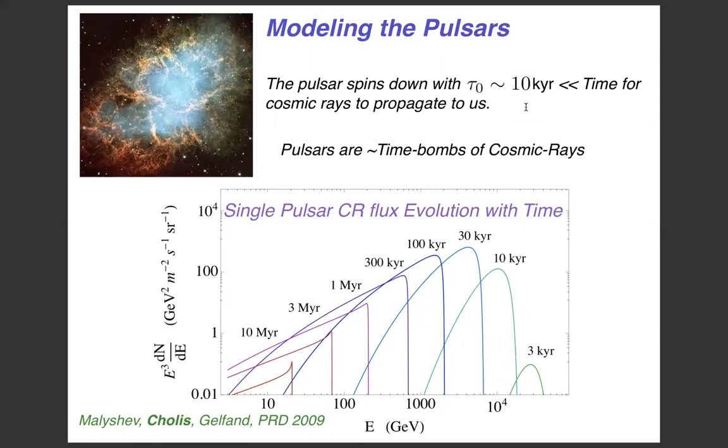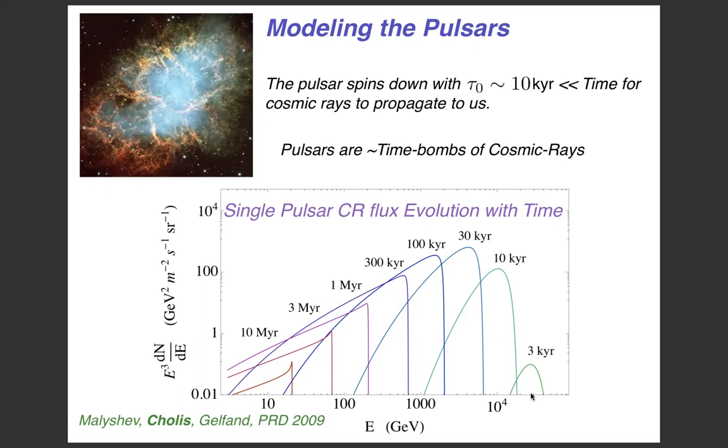So what would be the effect of that in terms of an observer? This is energy on the x-axis, and on the y-axis is basically the flux of these cosmic ray particles multiplied by an appropriate power of energy to make the figure easier to read. And imagine now you're an observer that will live for more than 10 million years, and on the day of your birth, a pulsar was born with you.